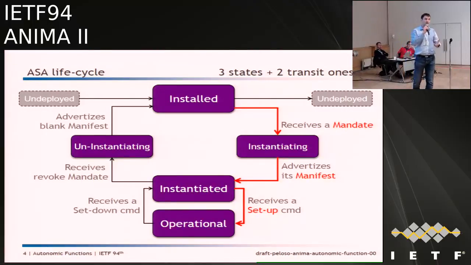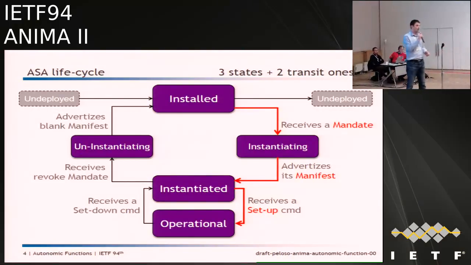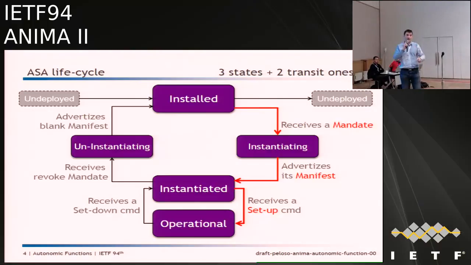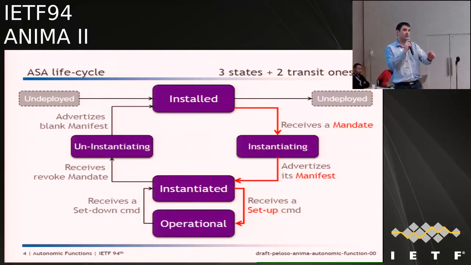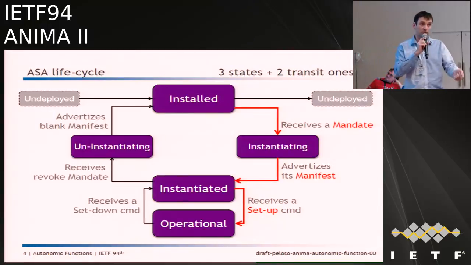This ASA receives from another entity a message. If we take the example of the load balancing ASA, it tells it, okay, this is the router on which you have to do load balancing. It is instantiating, and after that, it can advertise its manifest.